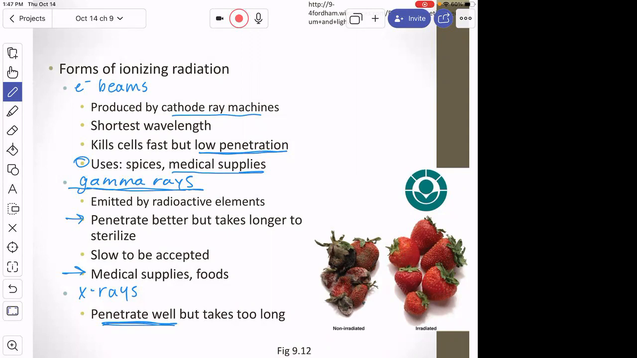So this is a really striking example here. This picture was in your book of some strawberries where one group was hit with some gamma rays and one group wasn't. And then 2 weeks later, this is what those strawberries look like. The ones that weren't irradiated, they're rotting. And the ones that were irradiated didn't have any microbes on them, so they stayed edible for way longer.